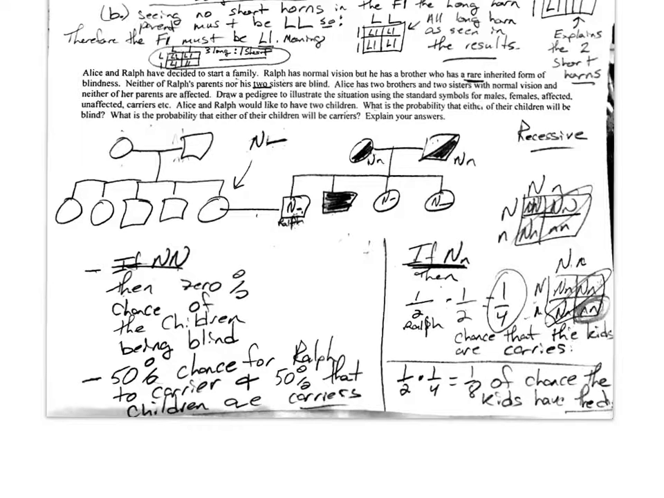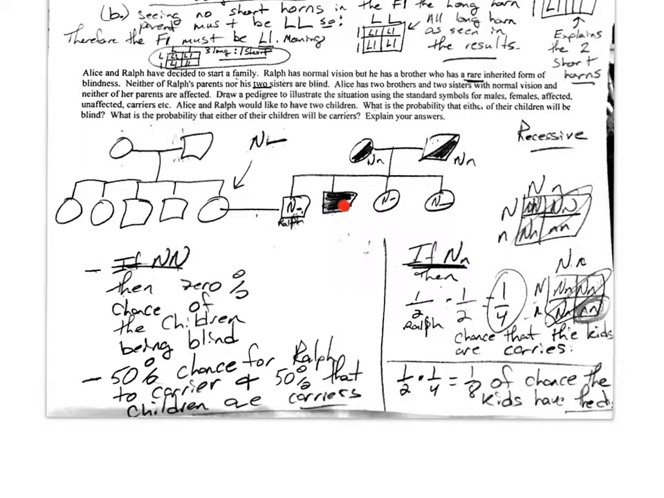I think maybe I misread this. Ralph has normal vision, but has a brother who has a rare inherited form of blindness. There's Ralph. He has a brother who has blindness. Neither of his parents are blind. So what does that mean for this blindness? Yeah, it's recessive because it skipped a generation. So that means his parents have to be carriers. They have to be heterozygous.